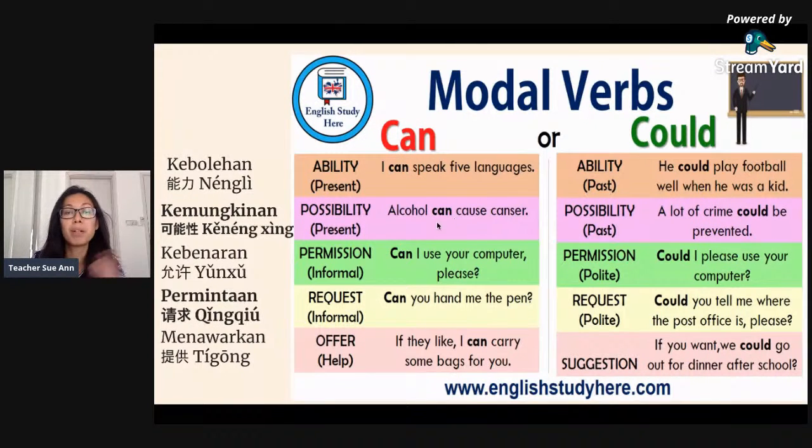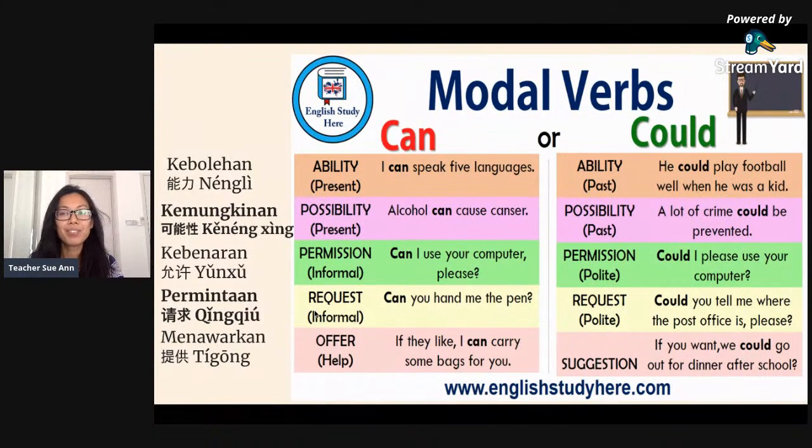Then we can talk about permission. Just now I used, can I go to the toilet? So you have informal and very polite. Very informal means you talk to your friend: can I use your computer? Can I take your pen? You just say like that, can. But if you want to be very polite, you use, could I please use your computer? Right? So it's very nice, lemah lembut, very sopan, okay.